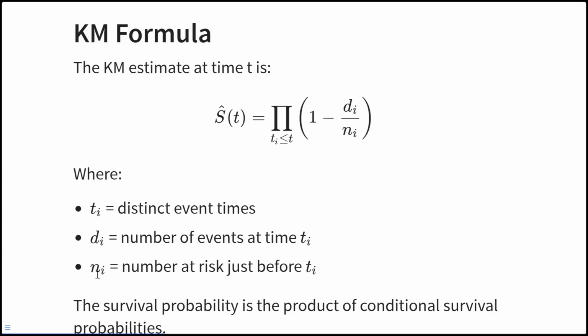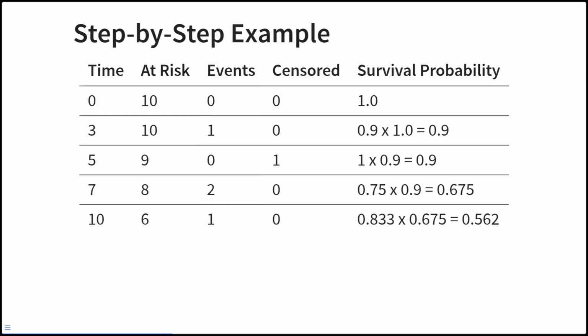We just have three important parameters here. Number one is the distinct event times. Then the next is the number of events at time ti, and the next is the number at risk before ti. So this is a simple example demonstrating the Kaplan-Meier estimator.